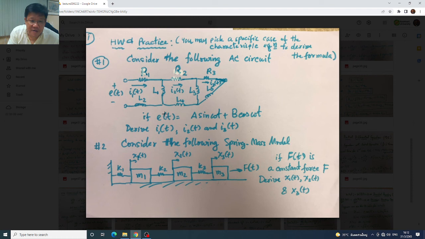Okay, the second problem keeps expanding, but I just take out the damper. We keep only the spring here. But now you have 3 responses, x sub 1, x sub 2, x sub 3. And I make your life easier in that f of t is just a constant force. F is constant. It's not time varying. There's no polynomial, no sinusoidal, just a constant force. I want you to derive the general formula for x sub 1, x sub 2, x sub 3.